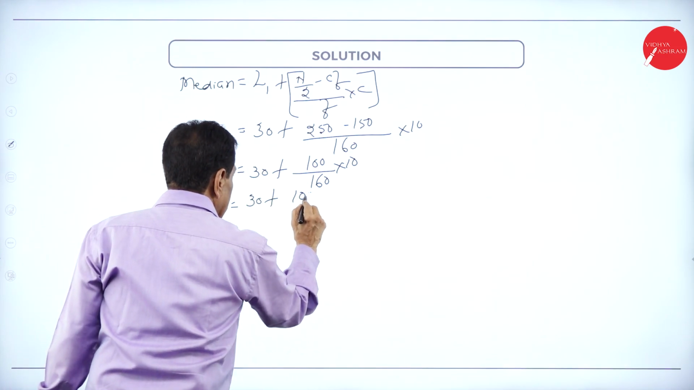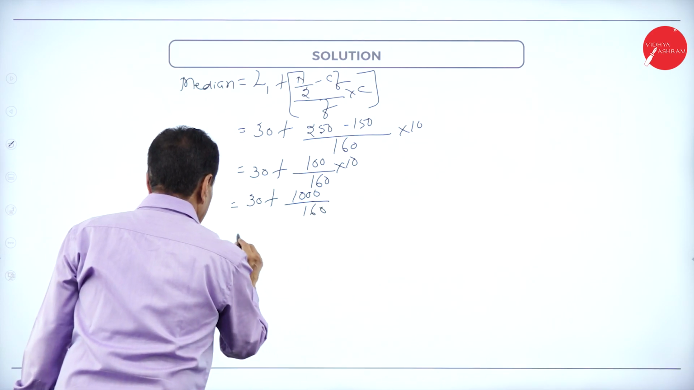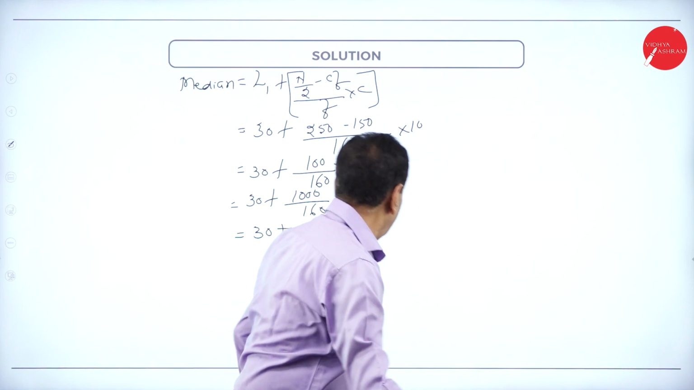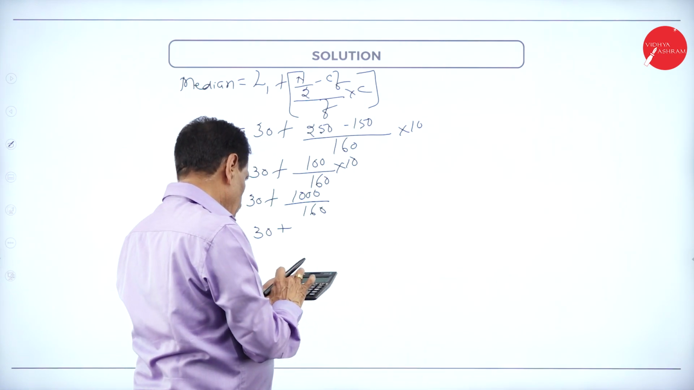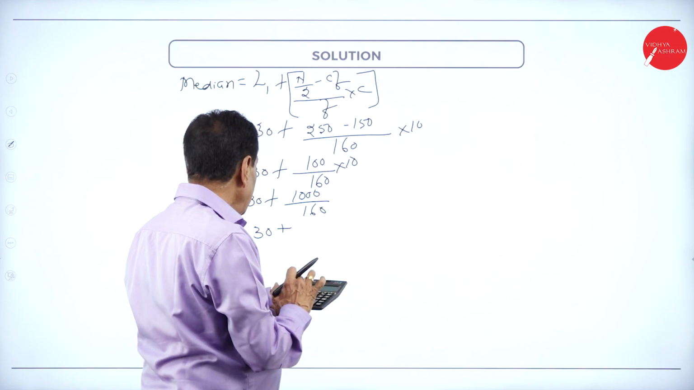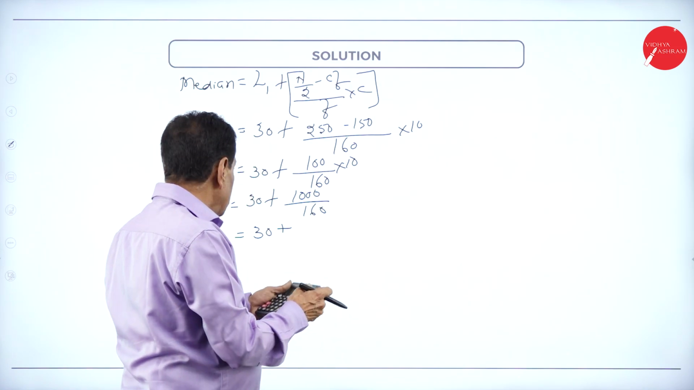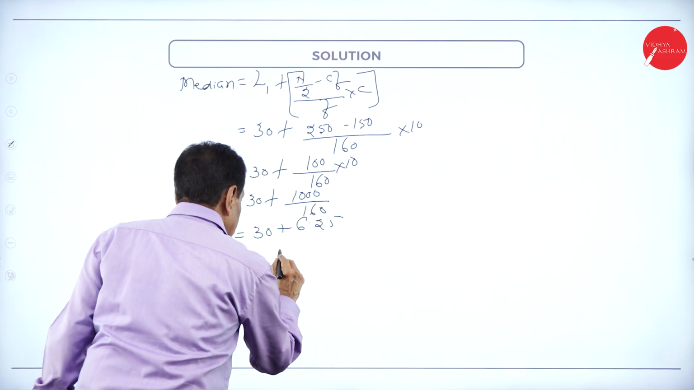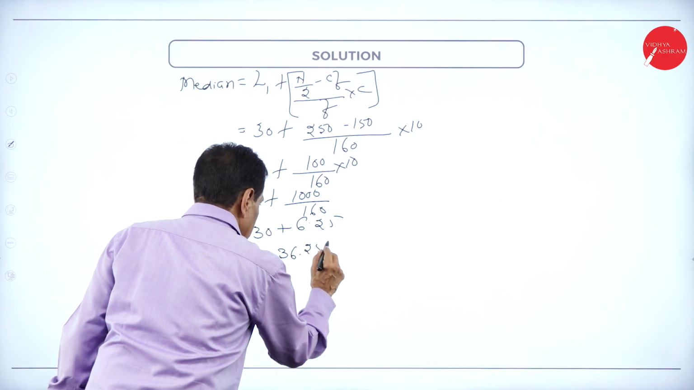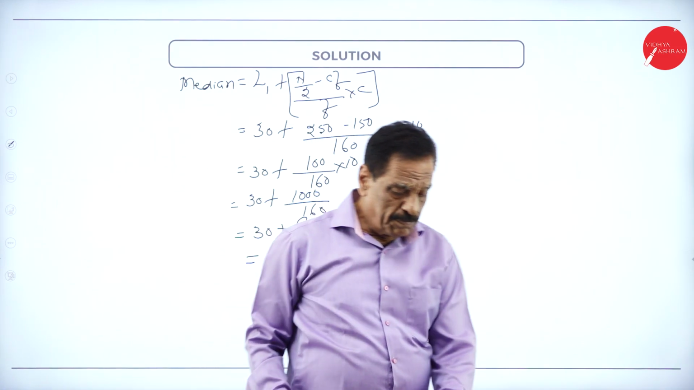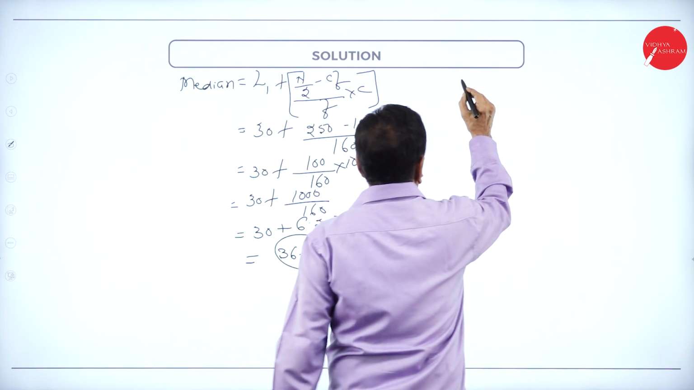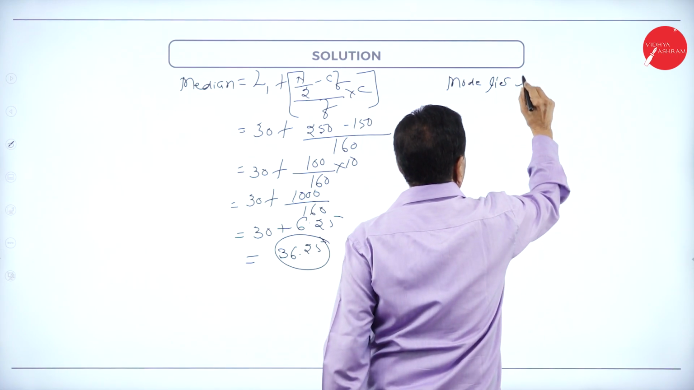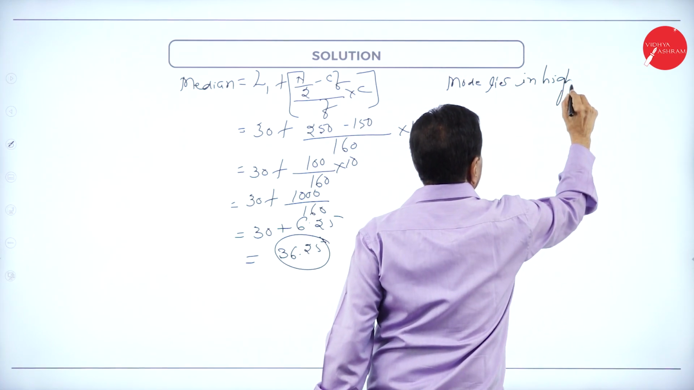This is 1000 divided by 160. This is 30 plus 1000 divided by 160. 1000 divided by 160 is 6.25. This is 36.25. Then mode lies in the highest frequency.